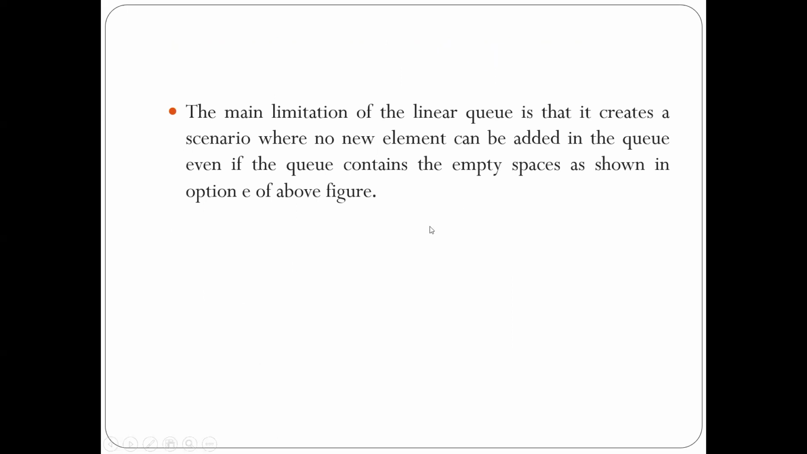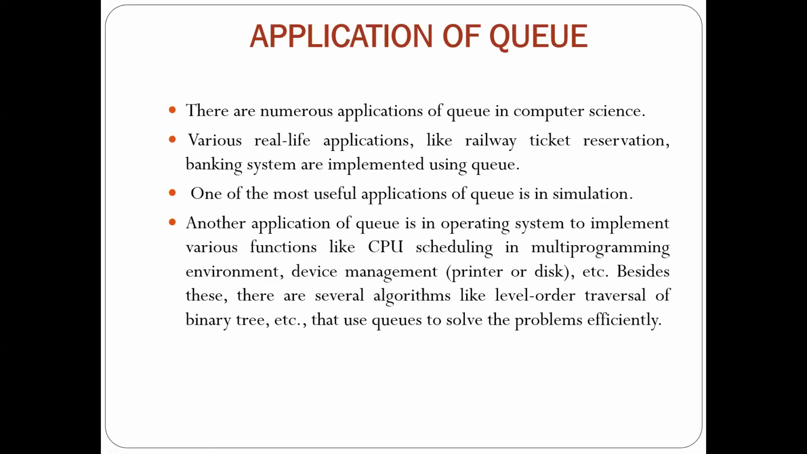And the main limitation, as I told you in the linear queue, is nothing but what? It creates a scenario where no new element can be added in the queue, even if the queue contains empty spaces, as shown in the previous figure there. So this is the major drawback related with the linear queue.